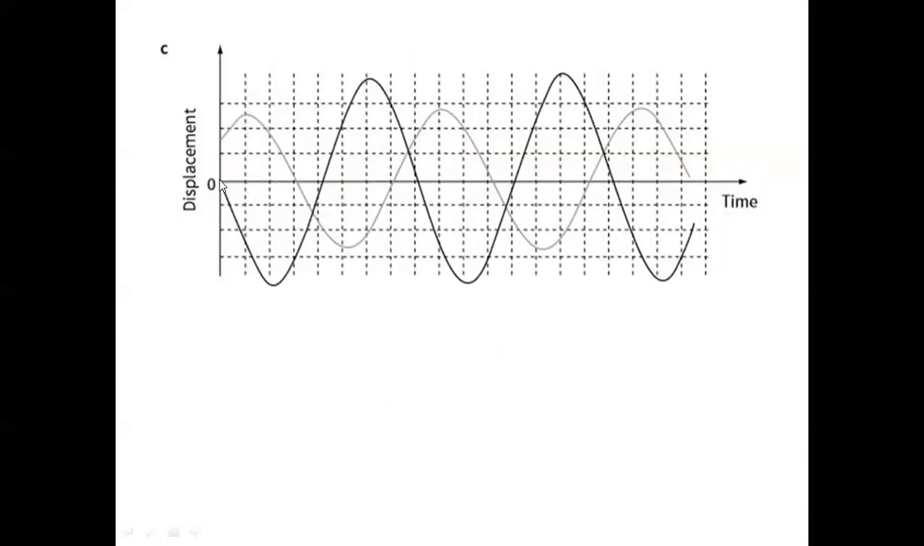Same procedure, guys. I'll be picking this point, and the corresponding point on the second graph will be around here. Using the first graph as a reference, this marks one complete oscillation, and this is half of the oscillation. Notice that one complete oscillation is around 8 squares, and the corresponding point on the second wave is found on the third square from this point over here.